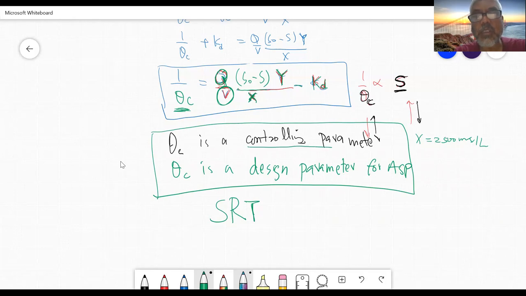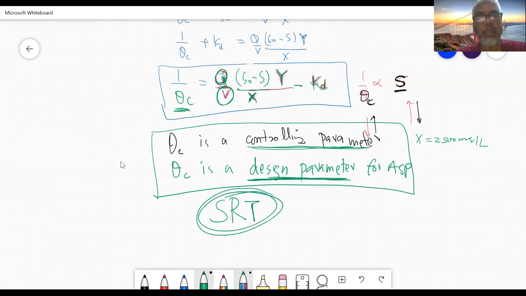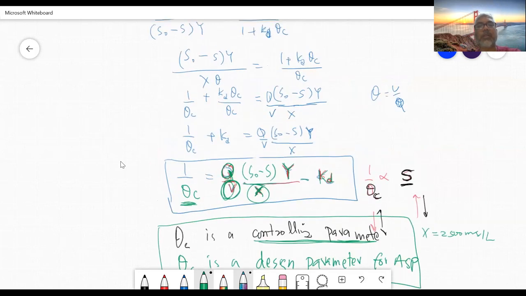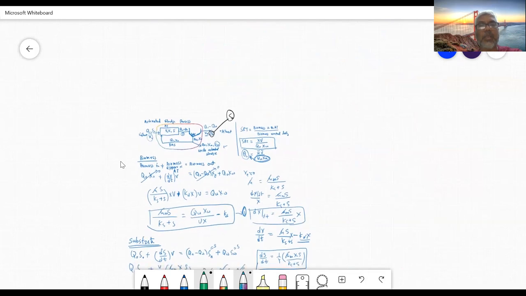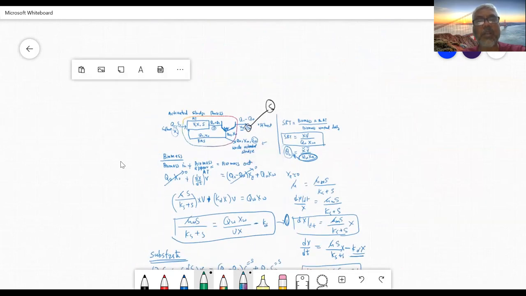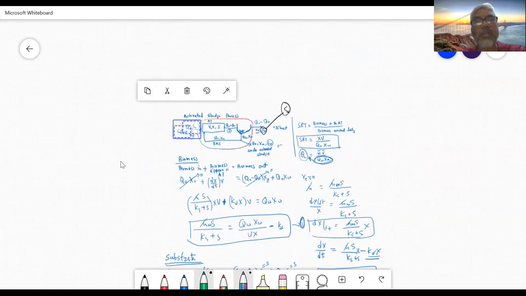because it is not only a controlling parameter, but when you design your bioreactor in the activated sludge process, you can base your design on solid retention time. So you fix solid retention time, 10 days, 5 days, whatever, and you also define the value of X, and you know what S you want to have, then you can find the volume of your reactor. You can design your activated sludge process, because what are the components of activated sludge process?